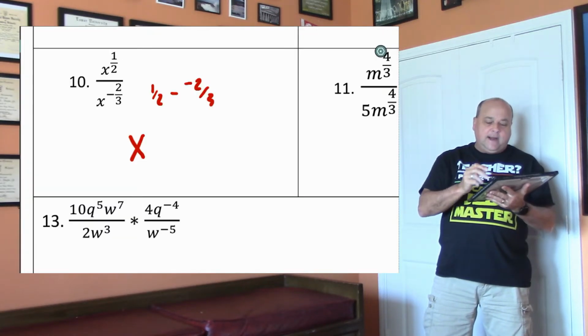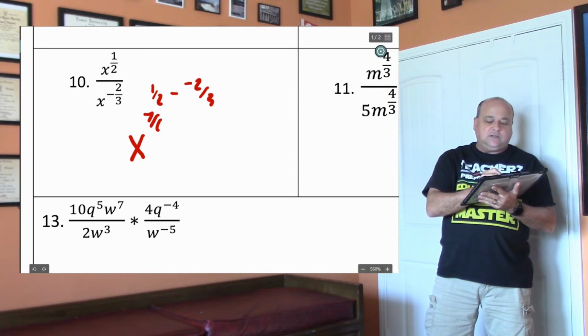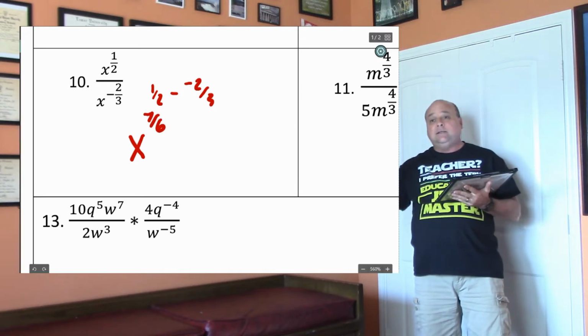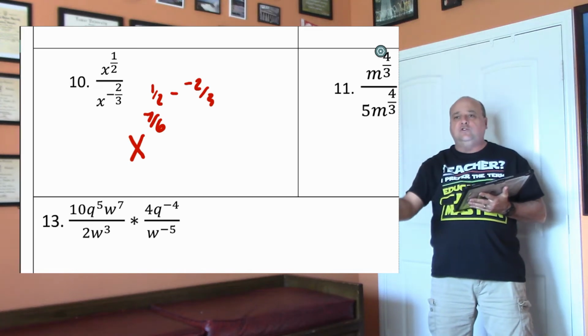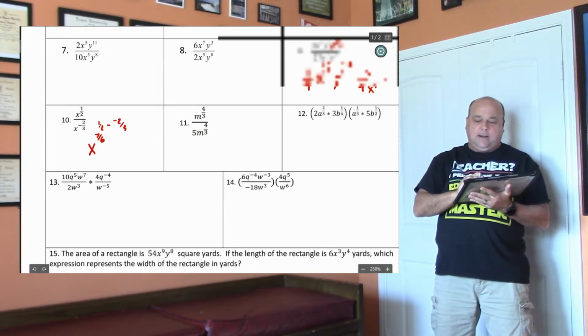So I'm going to go back. This is going to end up being x to the 7/6. Piece of cake, huh? Just do the math the way you were taught. When you divide, you subtract. When you multiply, you add.